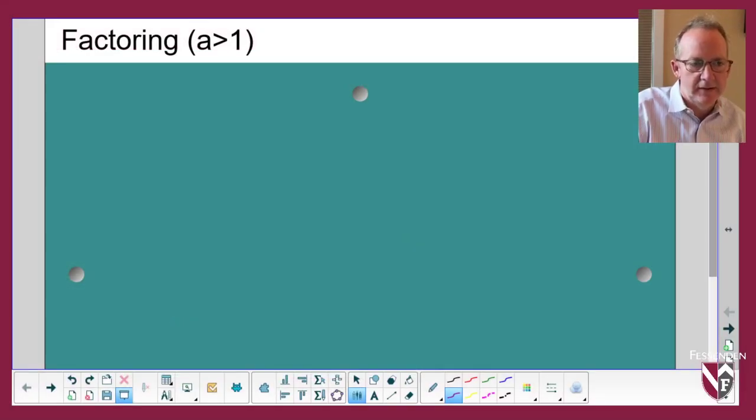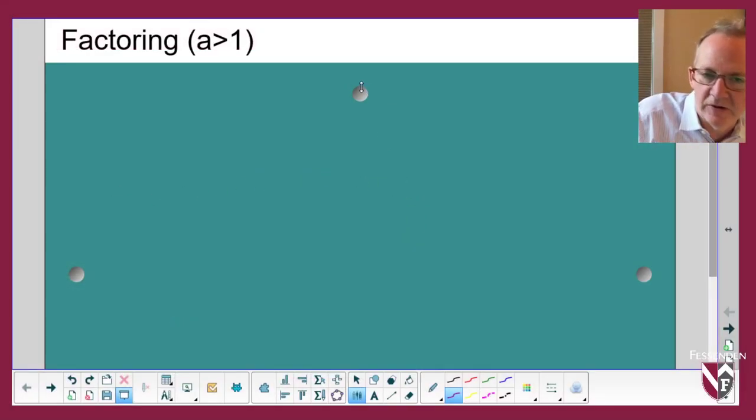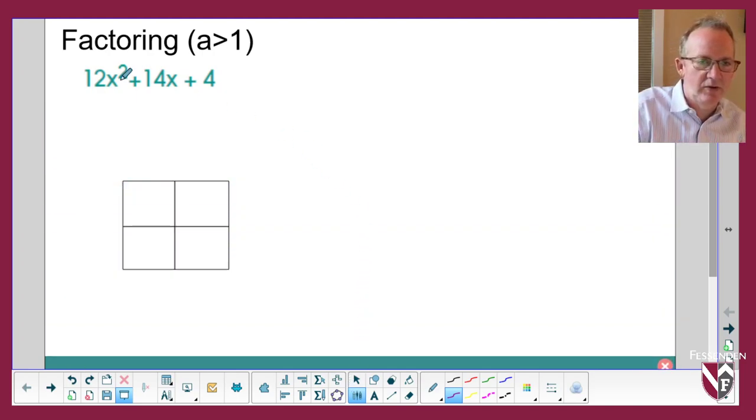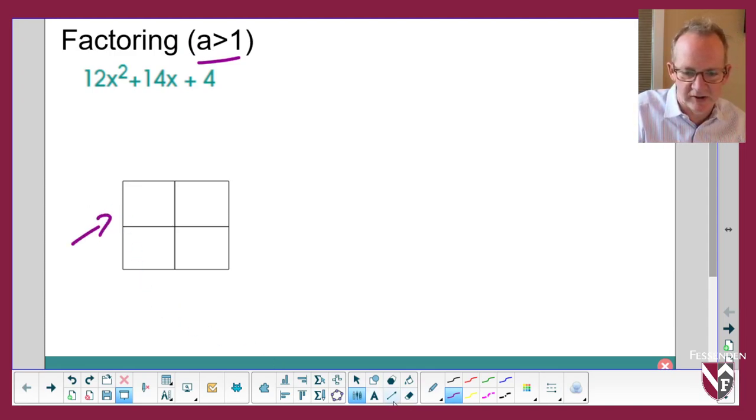But let's jump right into our lesson for today in factoring where A is greater than 1. So I have some problems set up for us over here. Here's our first problem, and there are the boxes. When we do factoring with A greater than 1, you're going to immediately start drawing boxes like this.